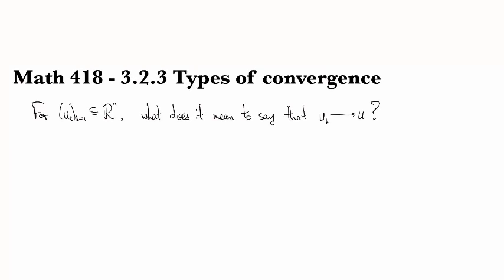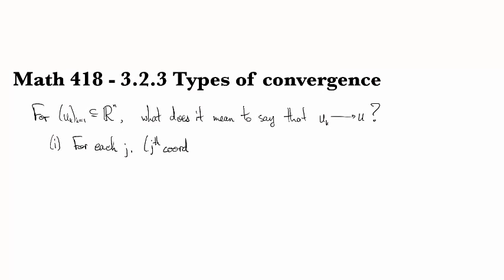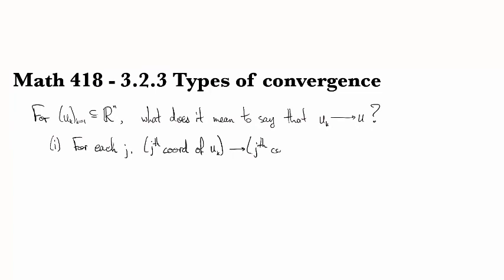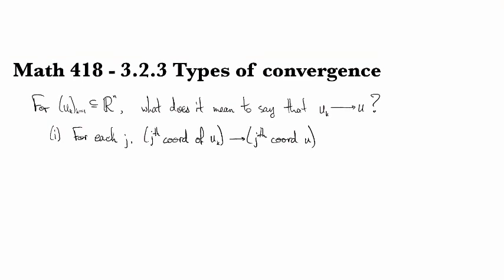So the first one would be to say that for each coordinate j, where j is going to enumerate the coordinates of a given uk, we'll say that the jth coordinate of uk tends to the jth coordinate of u.